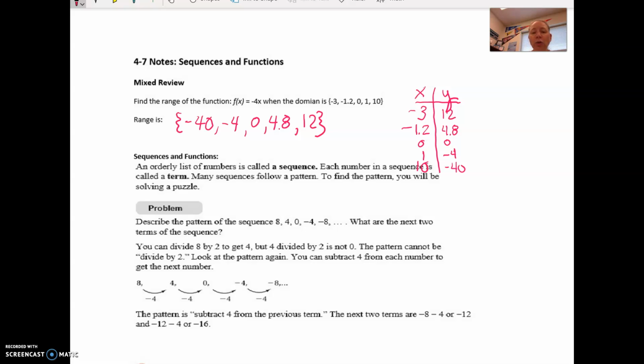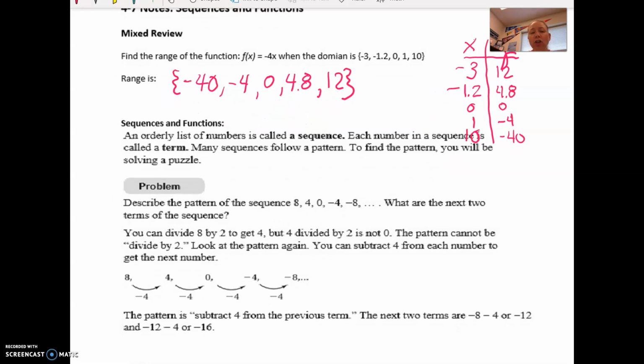Now, in this section, we're talking about sequences. An orderly list of numbers is referred to as a sequence. So we have a vocab word here, and I like to highlight those. Each number in a sequence is called a term. That is also a vocab word. Many sequences do tend to follow a pattern. To find that pattern, it's kind of like solving a puzzle sometimes. I feel like in this unit, especially in this chapter, we've had to look for different patterns when you're writing a function rule and things like that.